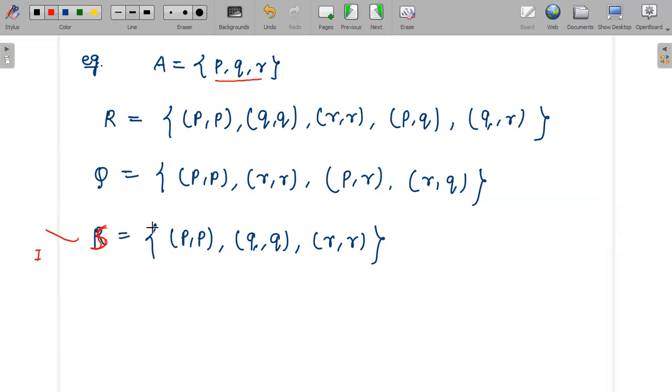In relation R, elements are obviously associated to itself, but there are some uninvited guests which we don't want. So just because of these elements, your relation is not identity. Similarly, since (Q, Q) is missing, relation Q is not an identity relation.